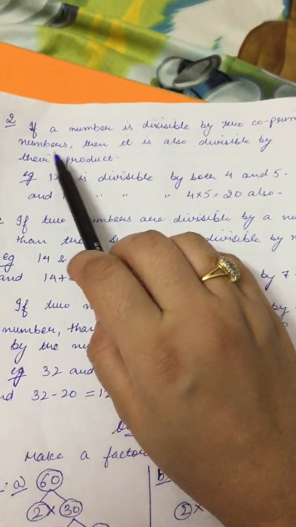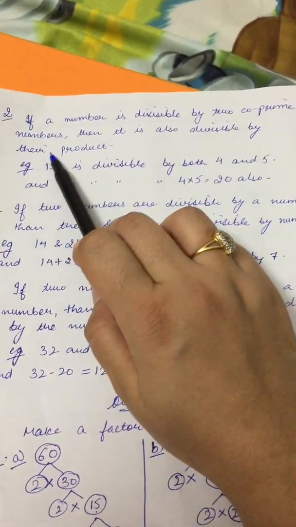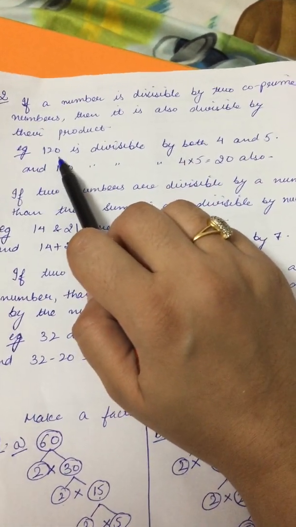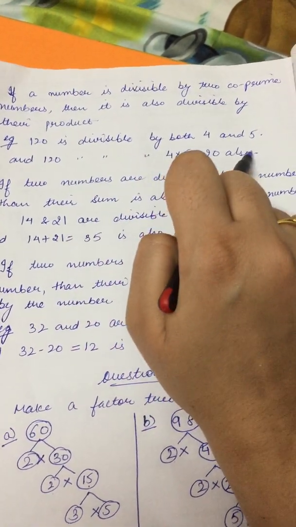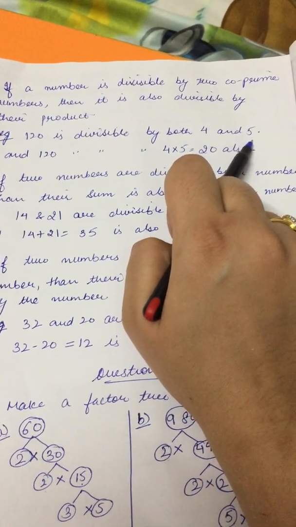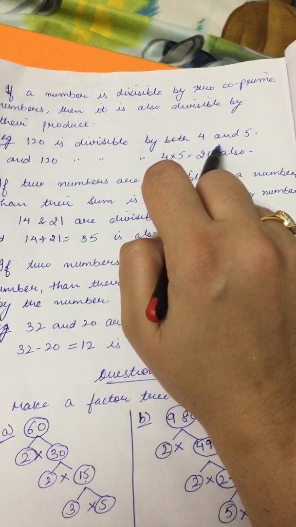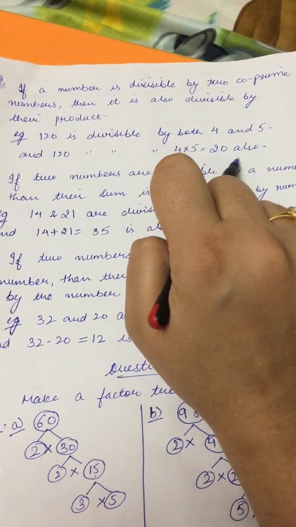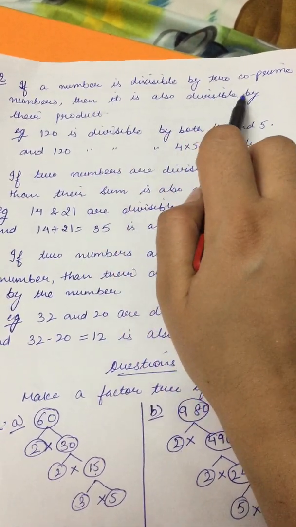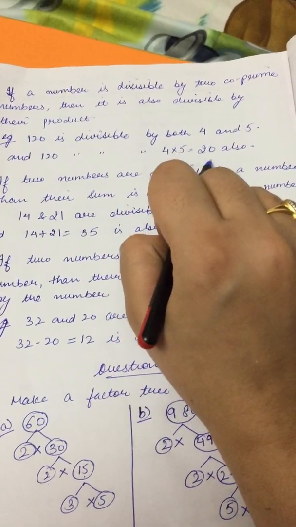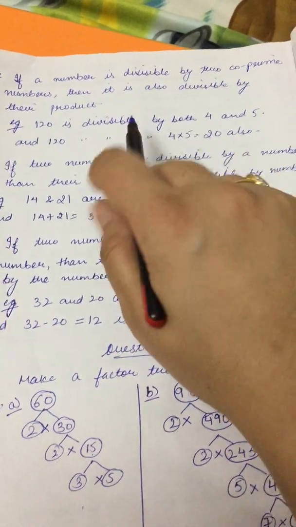Next point is, if a number is divisible by two co-prime numbers, then it is also divisible by their product. For example, 120 is divisible by both 4 and 5. Now 4 and 5 we know they are co-prime because they have only 1 as the common factor. Now the product of 4 and 5 is 20. So we know 120 is also divisible by 20. So this is the point, that if a number is divisible by two co-prime numbers, then it is also divisible by their product. Product means 20. So 120 is also divisible by 20.